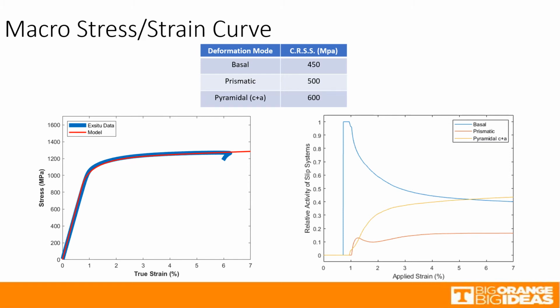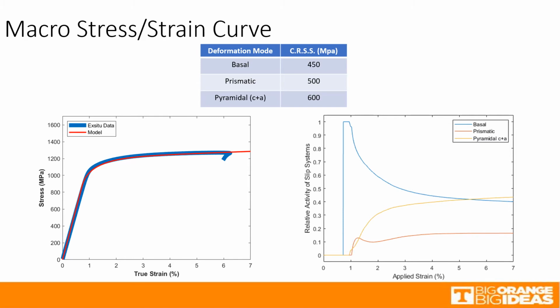The plot on the right shows the normalized activity of the 3 deformation modes. As expected, basal activates first as it has the lowest CRSS value, and the system remains basal dominant until the very end of deformation. What is interesting to note is that the pyramidal mode activates second, even though it has the highest critical resolved shear stress value.